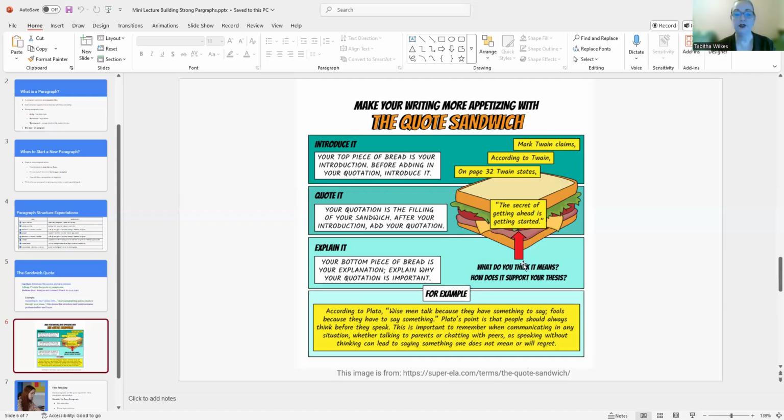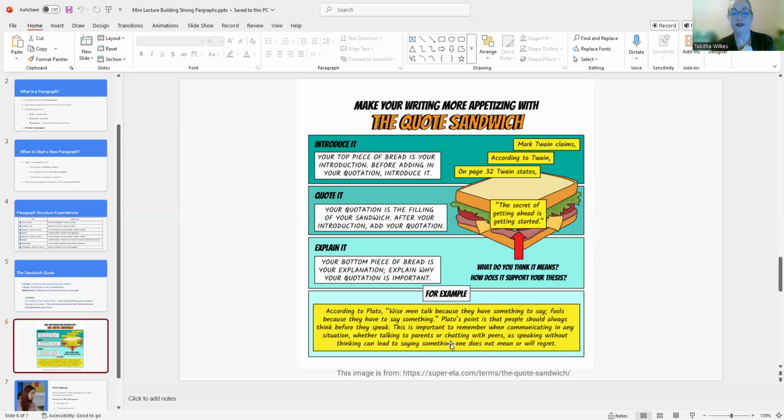And I'm going to take this just a step further. So you see down here it says, according to Plato, that's your introduction, that is your top bun. And then there's a quote that's provided. Wise men talk because they have something to say, fools because they have to say something. And then there's 2 sentences of commentary afterwards. Plato points out that people should always think before they speak. This is important to remember when communicating. And so the author of this quote then goes on to connect it back to their thesis statement.